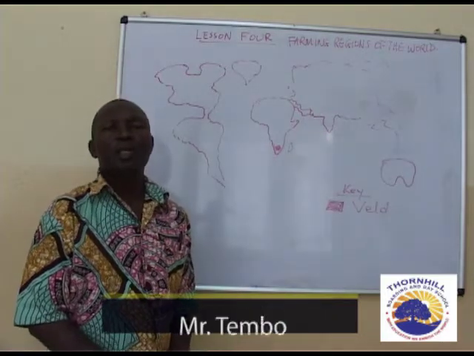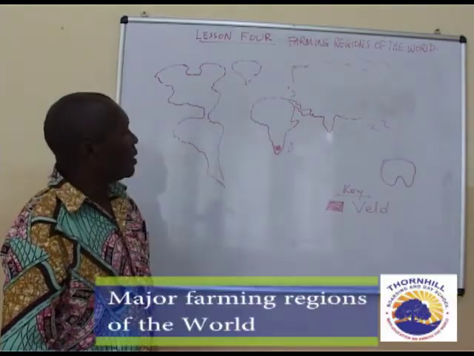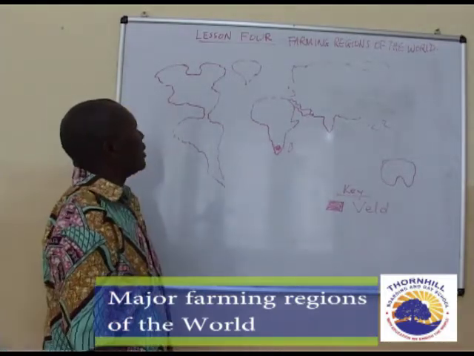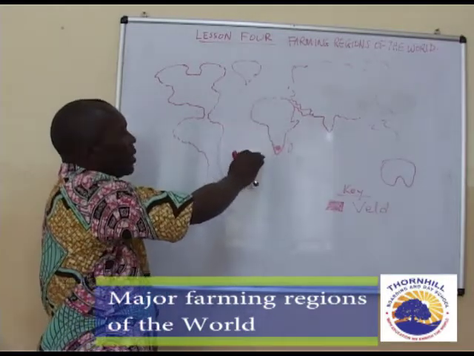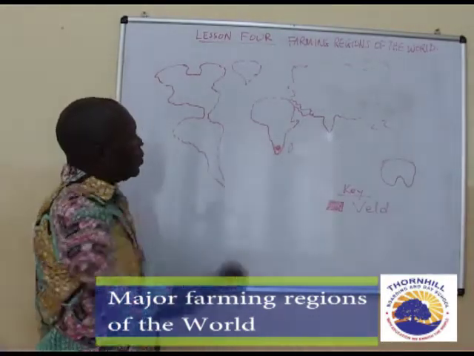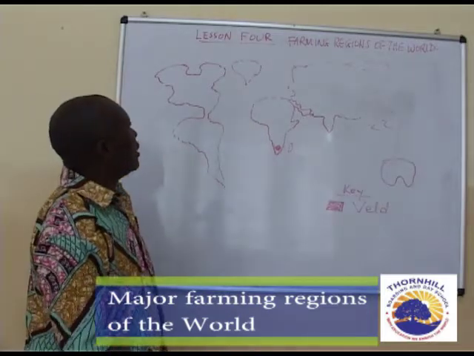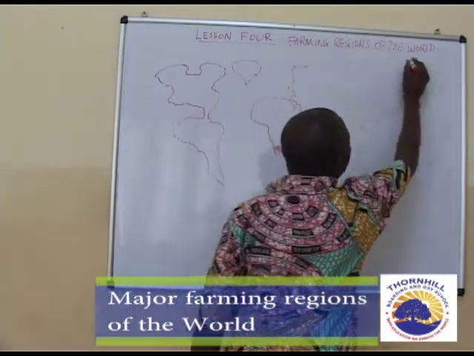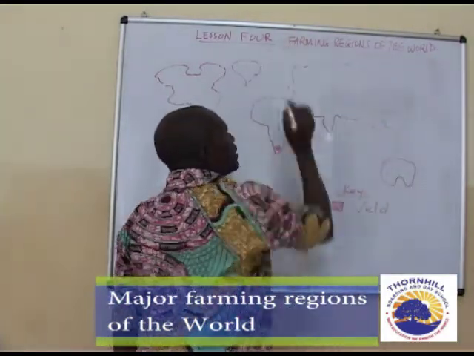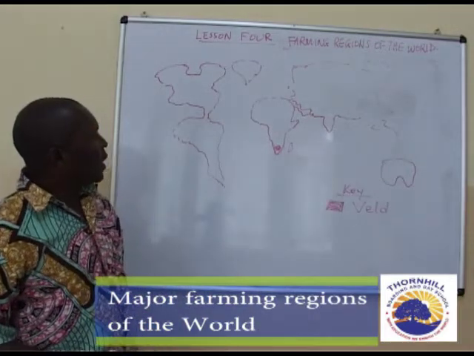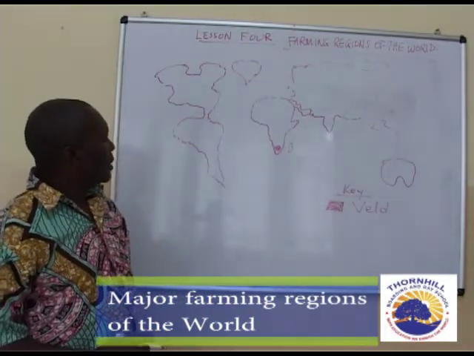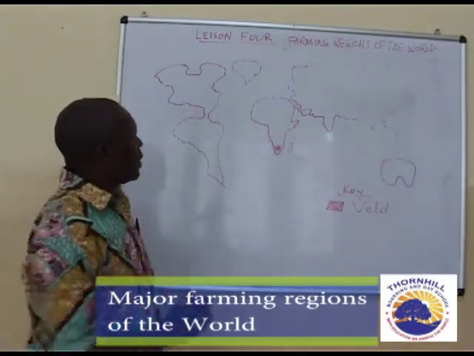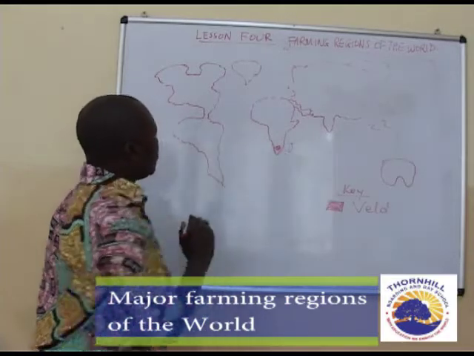The veld is sometimes referred to as the savannah. Most of the wheat that we use, like here in Zambia, comes from South Africa, that they use for making bread and other things. So you can see that in the farming regions of the world, the crop that is grown in all these areas is wheat. And the type of soil that is found is fertile humus soil. That is about the veld in South Africa.